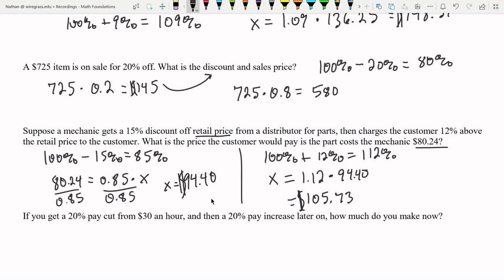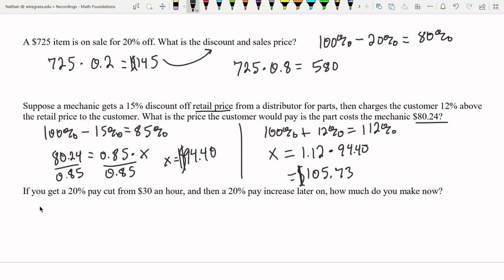Of course, the next follow-up question could be, well, if the customer pays $105.73 and the mechanic pays $80.24, how much money does the mechanic make in profit? And somewhere around $25 if you subtract those two numbers.